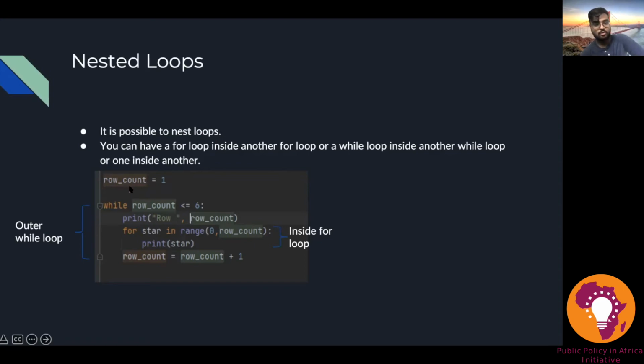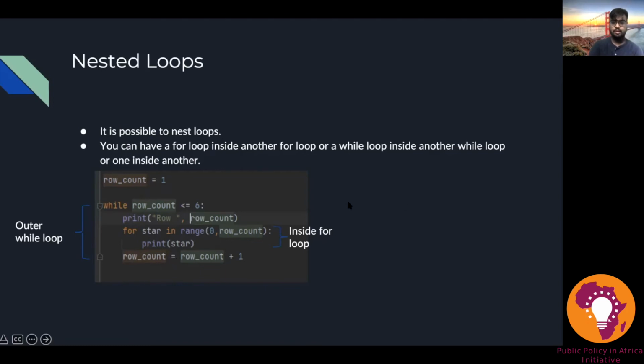So as you can see over here, we have row count equals one, while row count less than or equal to six, we print out the word row followed by the row count at the moment. Then we start another loop using this row count variable: for star in range 0, row count. I will show you what this range function does in a second. For now, you can assume that it gives us a list, and this print star will print out everything in that list, right? Once it prints out everything in that list, it goes down here, increases row count by one, goes back up, and repeats the entire process again. So you can have a loop within a loop, right?